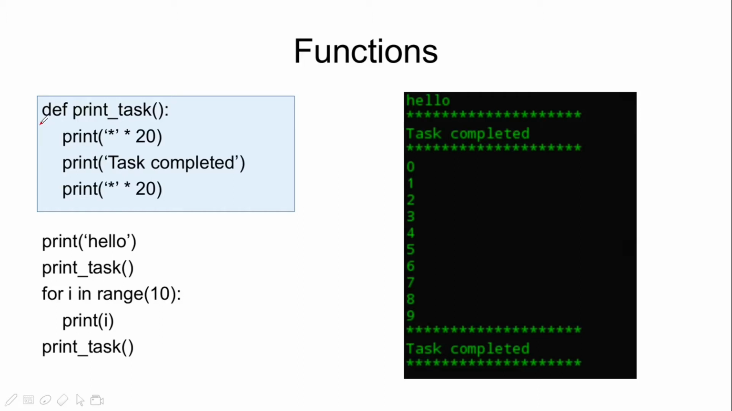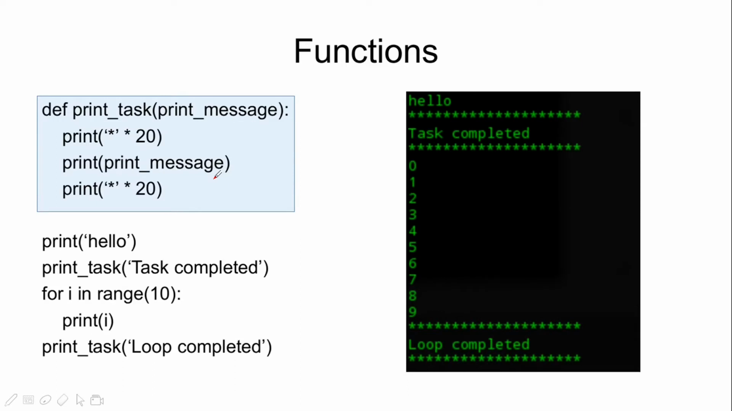To define a function, we use the def keyword, which stands for define, then the function name, and then the set of instructions that will be executed. To execute a function, we just call its name. So, if we call print task, that is the function name that we defined, it will execute this statement. Okay.